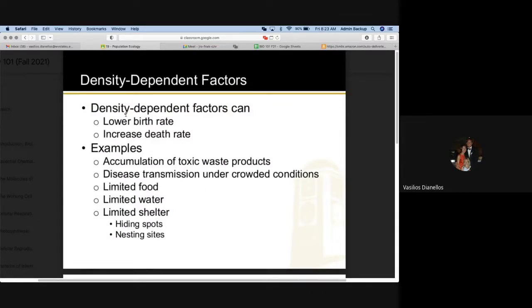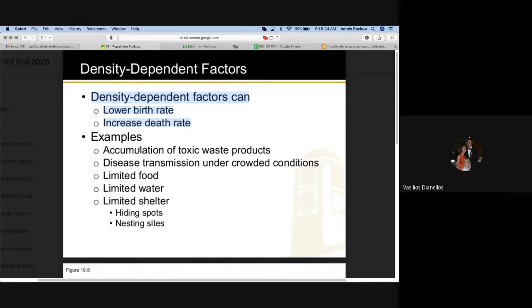Your book also points out density dependent factors can lower birth rate and increase death rate. And then, in hindsight, I wish I would have taken that out of the slide as well, because this can also be said for density independent factors, right? Because either way, what we're talking about is limiting factors, and any limiting factor can lower the birth rate and increase the death rate. Your book does give some more examples other than intra-specific competition.